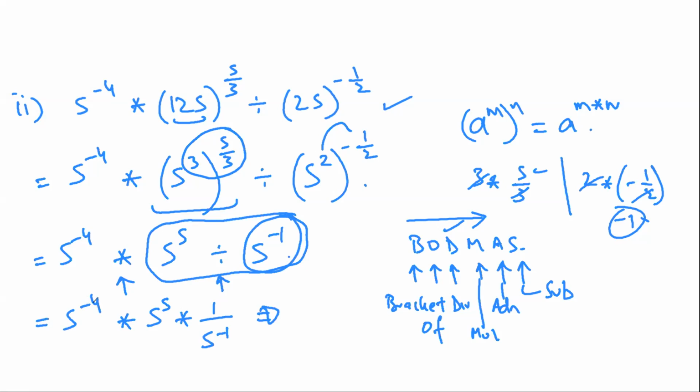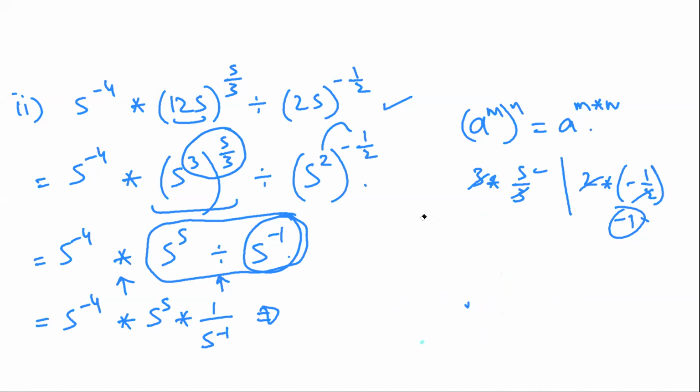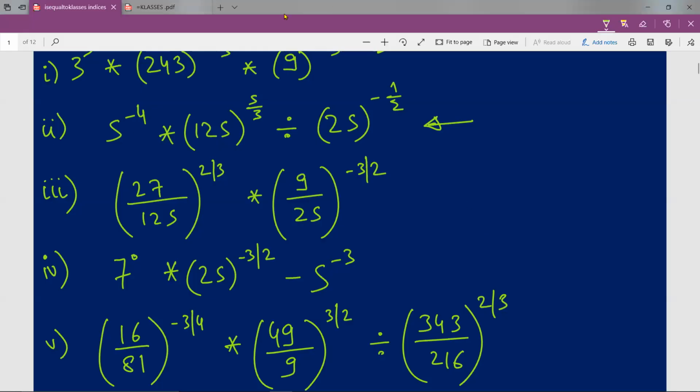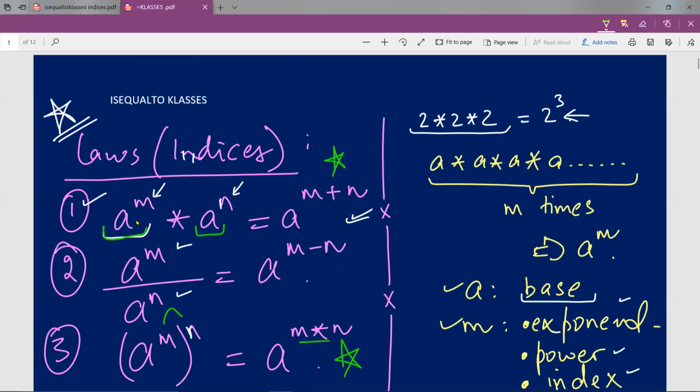Now, see, an easier way in which I can solve all this, I'll tell you the easier way of solving all this. Let me make some space here. The easier way of solving the whole of this is that I apply this law. The first law that I have is a raised to power m into a raised to power n is equal to a raised to power m plus n. And how do I apply this?